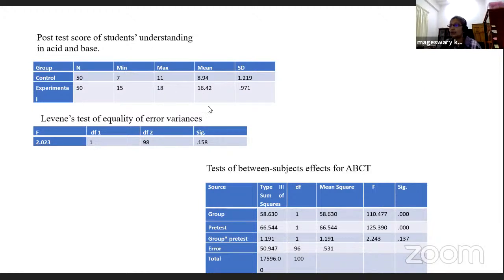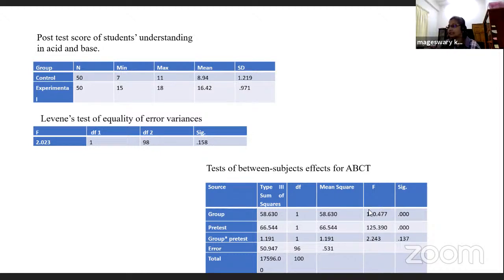In order to check whether the homogeneity of variance is met, I checked the Levene's test, which is 0.158. So it is above 0.05. So I met the assumption that homogeneity of variance is met.